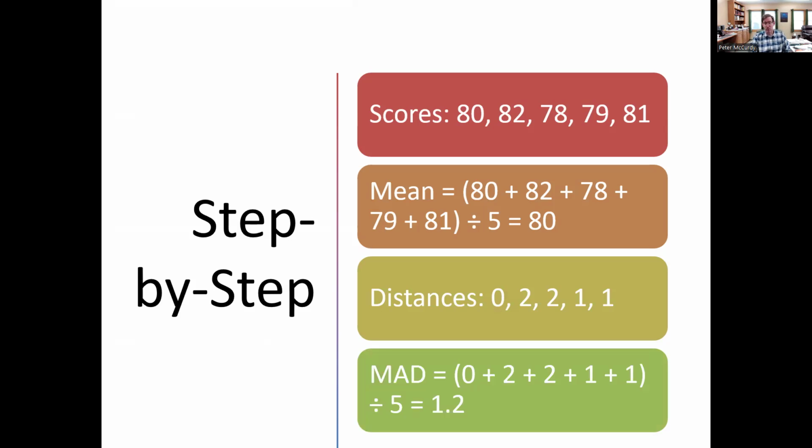And then we add those up. 0 plus 2 is 2. 2 plus 2 is 4. 4 plus 1 is 5. 5 plus 1 is 6. 6 divided by 5 is 1.2. And we now know the mean absolute deviation is 1.2. Is that a big number or a small number? Well, that's a small number. So that means these five scores we looked at are close together. Now, if the mean absolute deviation number was larger, if it was 8 or 10, then our scores would have been more spread out. So the mean absolute deviation helps us know how consistent the numbers are.